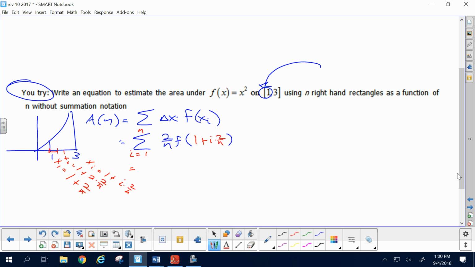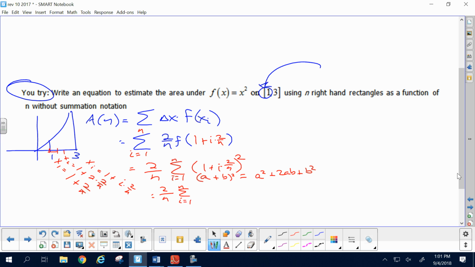All right. The 2 over n I'm going to pull out front right away. And I'm going to go formula specific. In this case, the function is x squared. So that means 1 plus i times 2 over n is going to get squared. What is the expansion of a plus b squared if I want to multiply that out? A plus b squared is a squared plus 2ab plus b squared. That might help as a kind of blueprint to plug into.